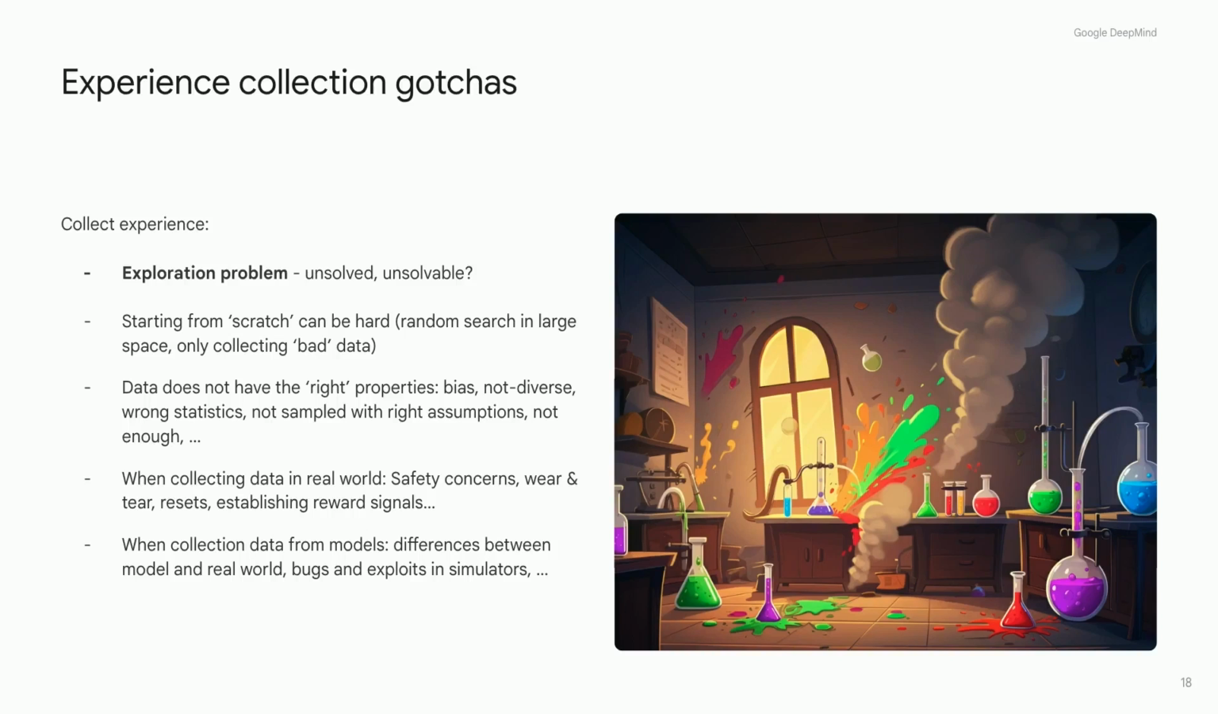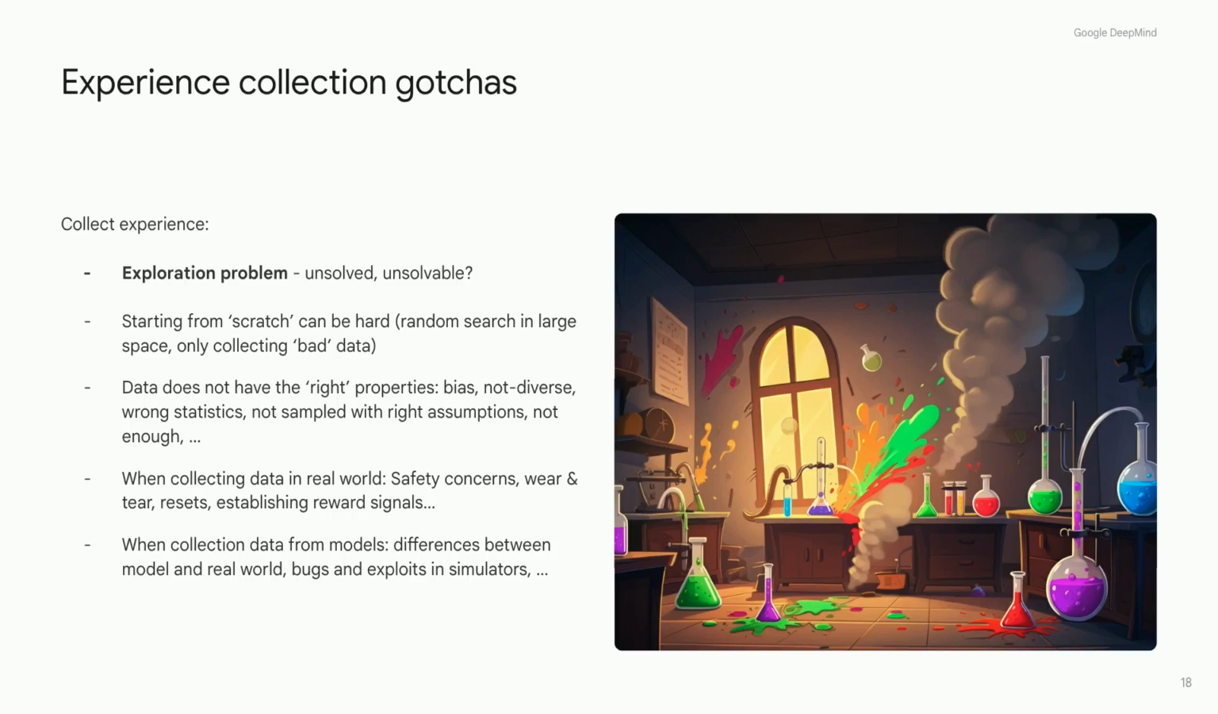The data might not have the right properties. There might be bias, it might not be diverse enough, might not have sampled the right assumptions, not enough data, right? That's sort of critical. And we'll come back to an example where this is actually true. Collecting in the real world, obviously there are safety concerns, and a lot of people in this community think about this. Wear and tear, right? Your stuff breaks if you're not careful and you just randomly explore. How do you do resets? How do you establish rewards? It's often a hard engineering problem in itself.